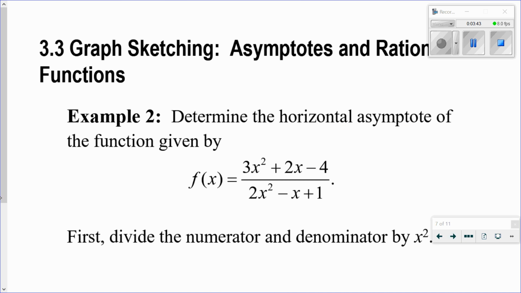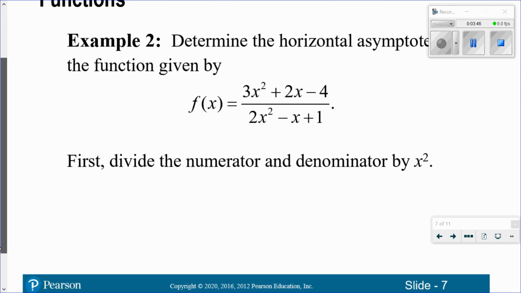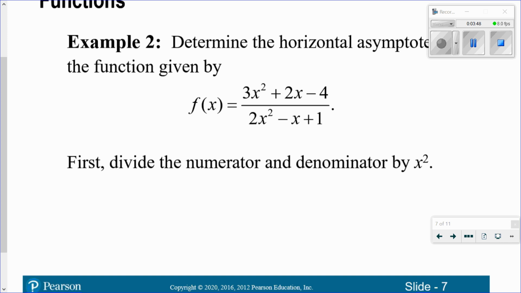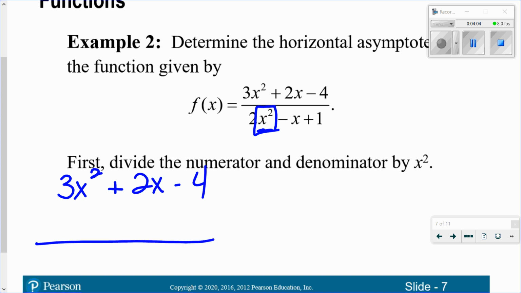All right, finding horizontal asymptotes. Okay, so what we're going to do is divide everything in the numerator and the denominator by the biggest degree in the denominator, which is the x squared. Okay, so I'm going to rewrite this. So we have 3x squared plus 2x minus 4 over 2x squared minus x plus 1.